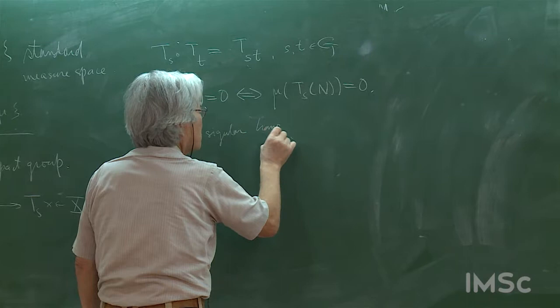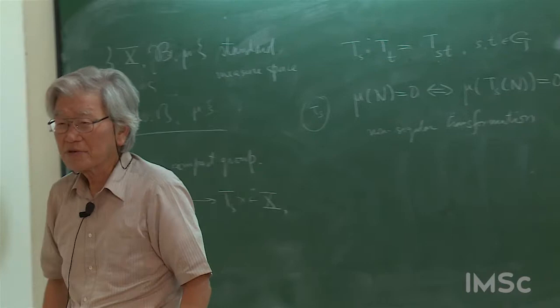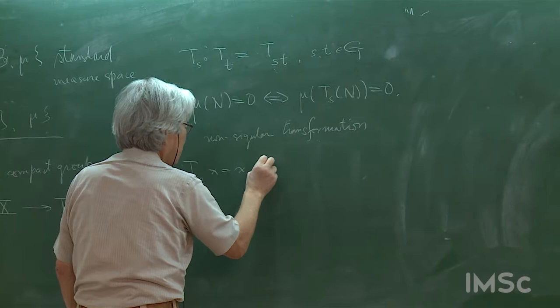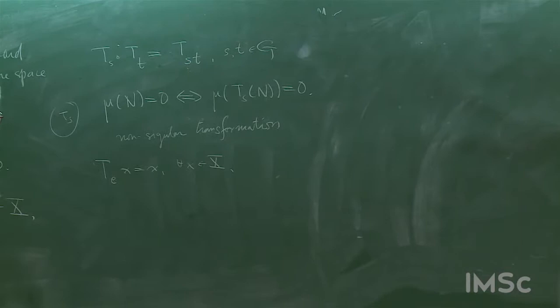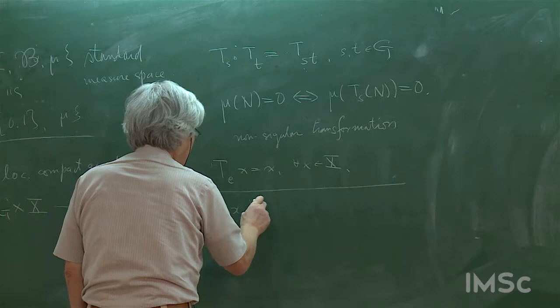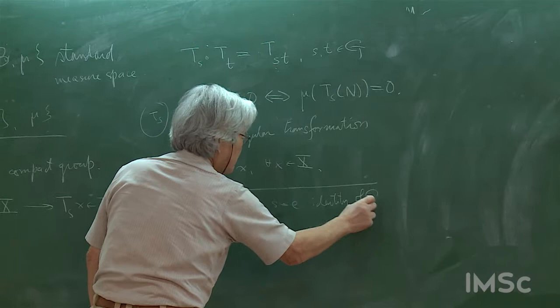Individually, the T_S alone is called a non-singular transformation. So the group G acts through non-singular transformations, okay? And the requirement is T_E of x equals x for all x in X. And also we assume, in most cases, actually all the time in this class, that T_S x equals x for all x implies S equals the identity of the group G. Okay, those are called effective, effectiveness.